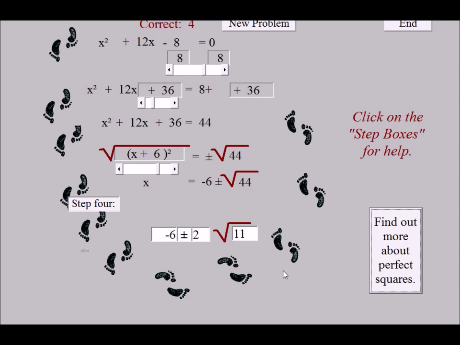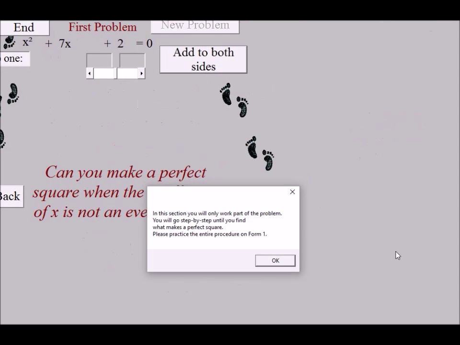I hope that program is done. This is completing the square. Now find out more about perfect squares. I've been careful to give you something where, when you take half of this number, it always turns out to be an integer, but things could get more complicated. If this number were odd, you're going to find out about it here.